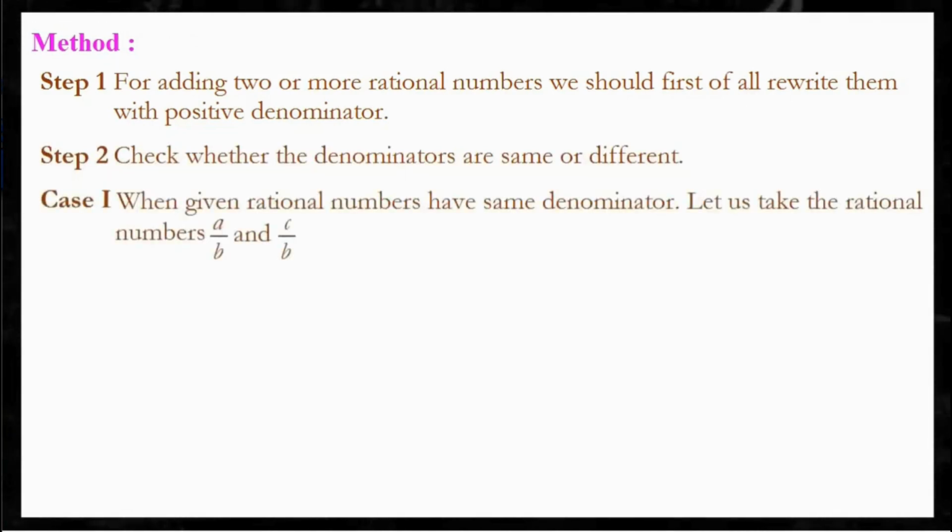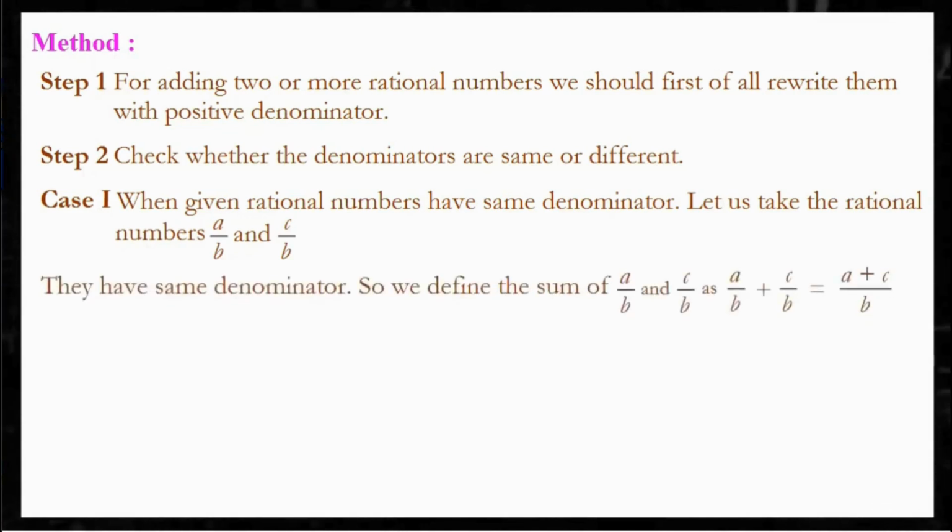Case 1. When given rational numbers have same denominator, let us take the rational numbers a by b and c by b. They have same denominator. So we define the sum of a by b and c by b as a by b plus c by b is equal to a plus c by b.